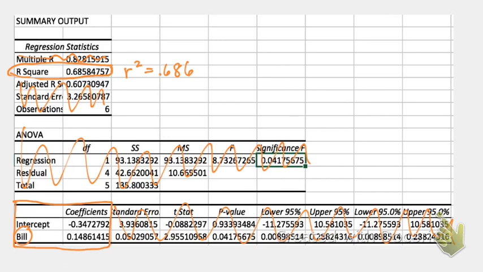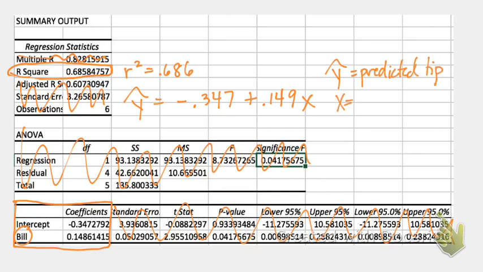The way we read this is we say y hat equals this negative 0.34, that's my intercept. And it actually has the word intercept next to it, so that's really nice. Negative 0.347 plus 0.149x, which should be the same answer that you got on the front, where y hat is our predicted tip, and then x is our bill amount.